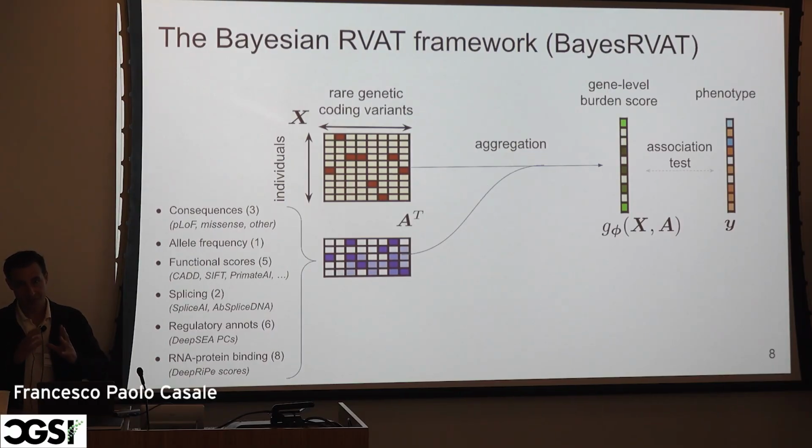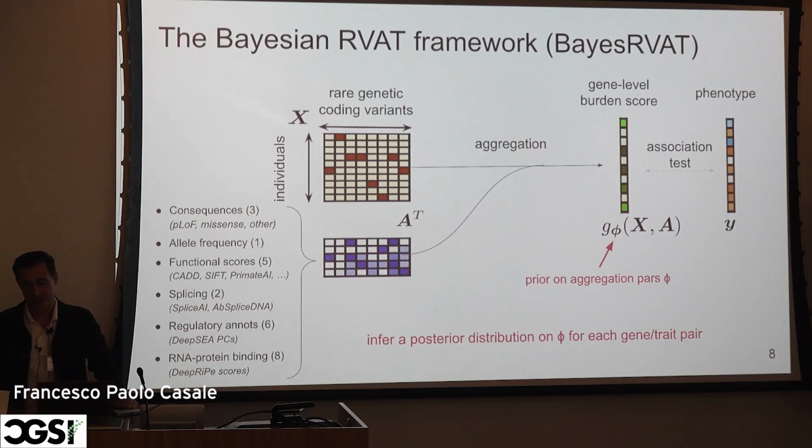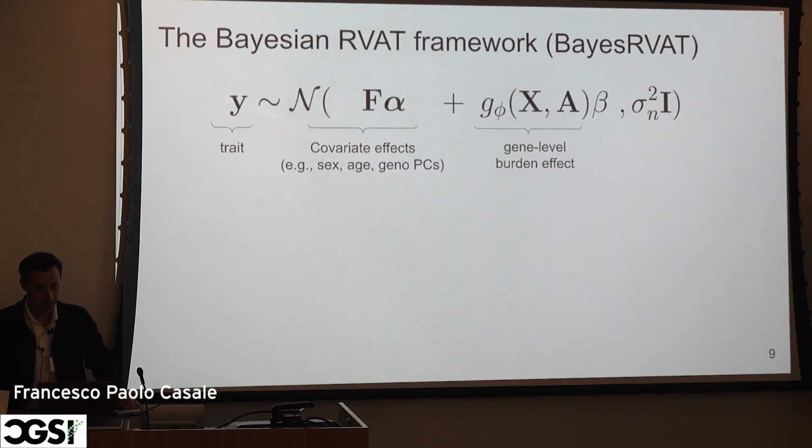But in this aggregation, we want to do this in a flexible way, so we introduce aggregation parameters phi that define how these variants are aggregated based on the annotation. It's a function of the annotation. And since data is really sparse, we need to be Bayesian. So we set a prior on the aggregation parameters phi, and now we can infer a posterior distribution for each gene trait pair. So this is the high-level framework.